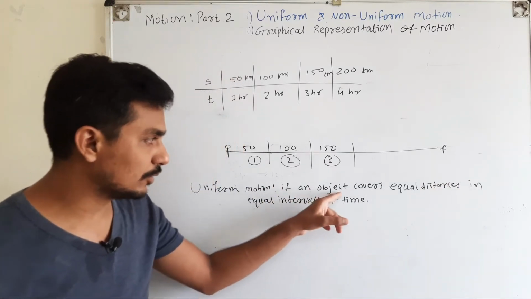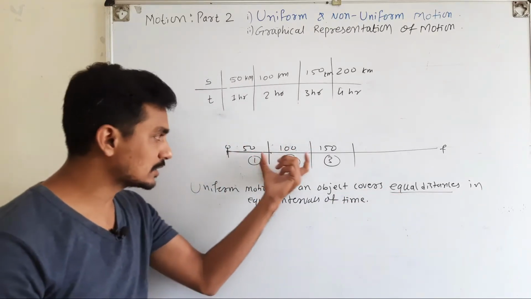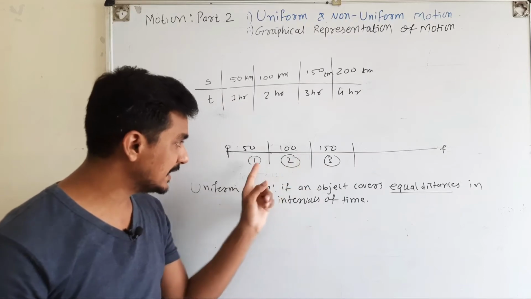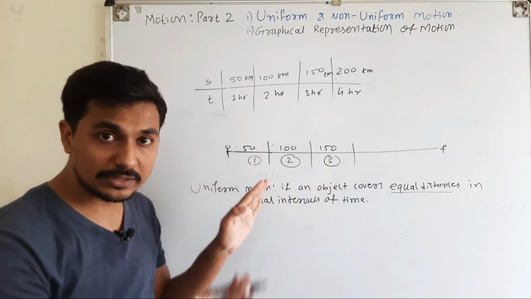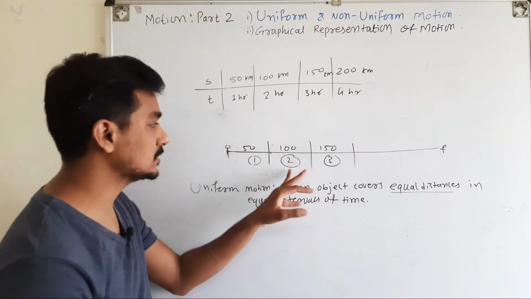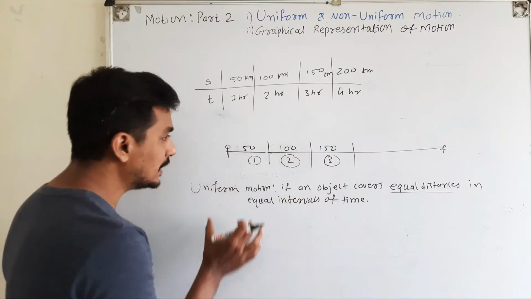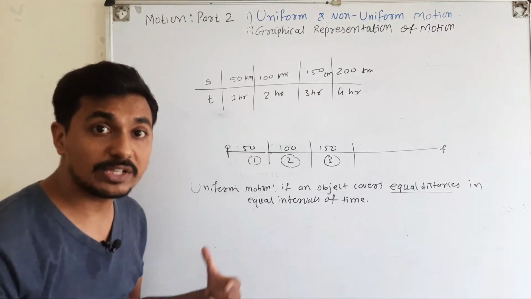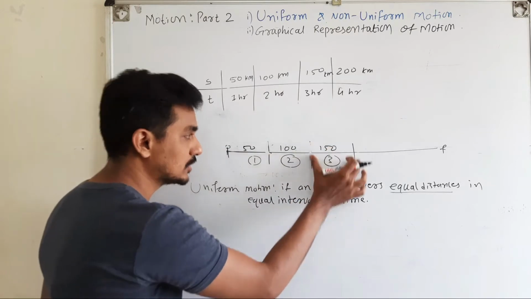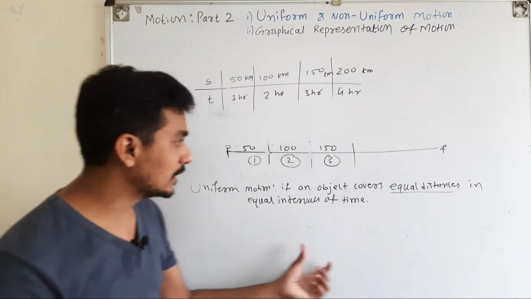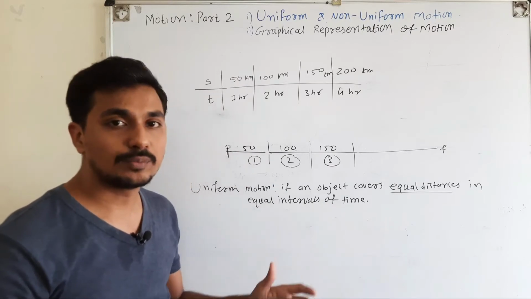Here the distance is covered in equal intervals, and the time intervals are also equal: 1 hour, 1 hour, 1 hour. So 1 plus 1 is 2, 2 plus 1 is 3. And the distance intervals are also equal: 50 plus 50 plus 50. So if the object covers equal distances in equal intervals of time, then the object is said to be moving with uniform motion.